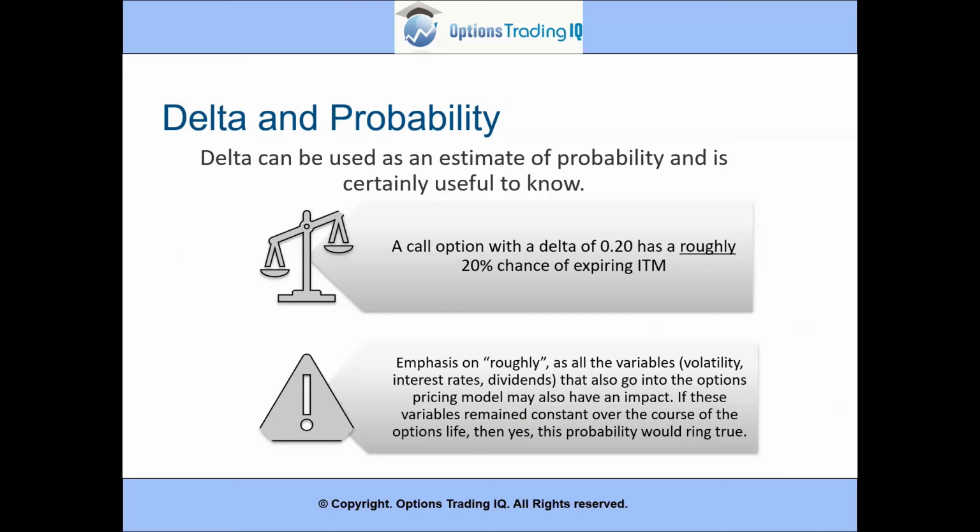Delta can be used as an estimate of probability and is certainly useful to know. A call option with a delta of 0.20 has a roughly 20% chance of expiring in the money. It actually has a roughly 40% chance of being touched at some point during the life of the option. Now, the emphasis is on roughly, as all the variables such as volatility, interest rates, dividends that go into the pricing model also have an impact. If these variables remain constant over the course of the option's life, then yes, this probability would ring true. But those variables are constantly changing, volatility, interest rates in particular.